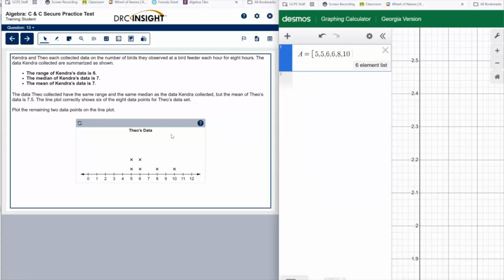I count 6 dots. Always, always, always double check. I should have 6 dots. 1, 2, 3, 4, 5, 6. Perfect. All right, so I got this data in the way I'm supposed to.